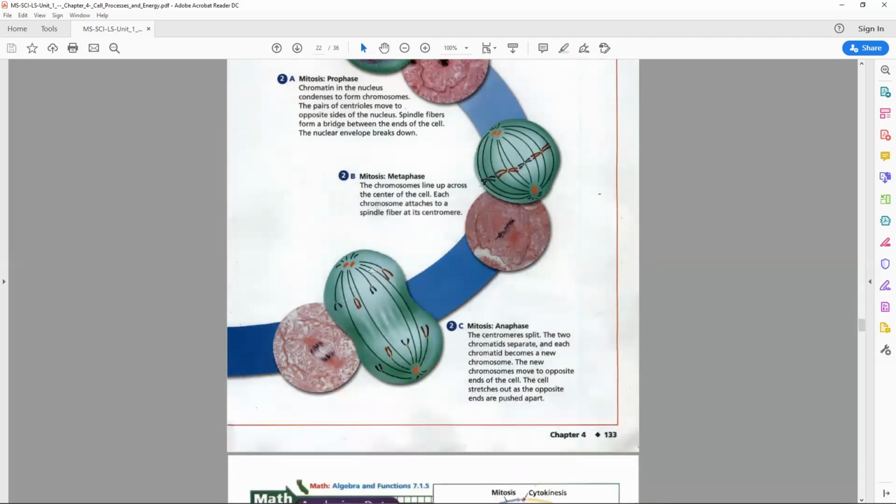And the third part of mitosis, the anaphase: the centromere is split and the two chromatids separate, and each chromatid becomes a new chromosome. The new chromosomes move to opposite ends of the cell, and the cell stretches out as the opposite ends are pulled apart. So the centromere, which is like a little rubber band that holds them together, dissolves, right? Splits apart, and these spindle fibers then contract and drag each chromatid to the opposite end of the cell.